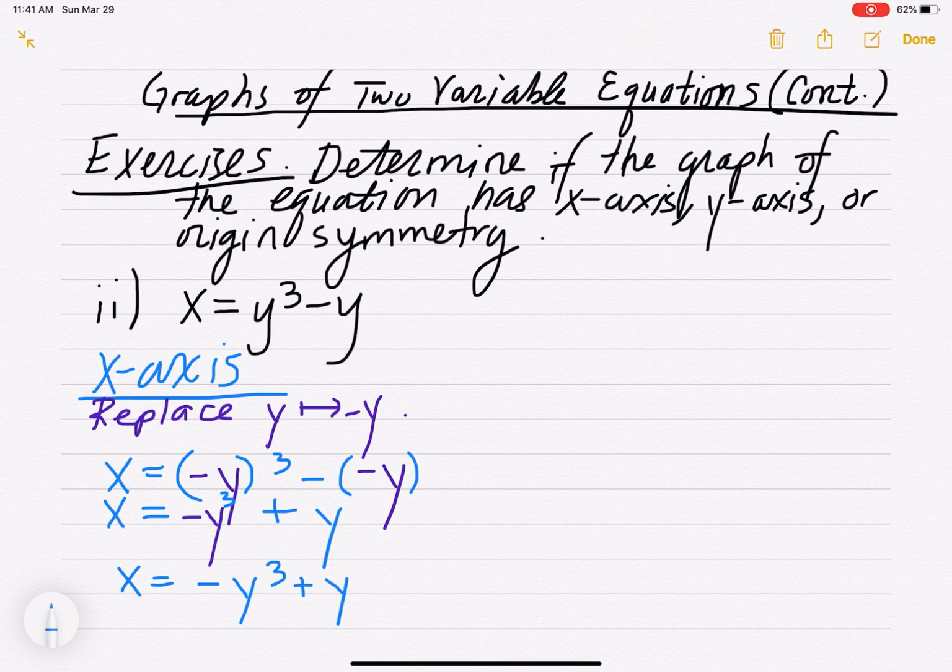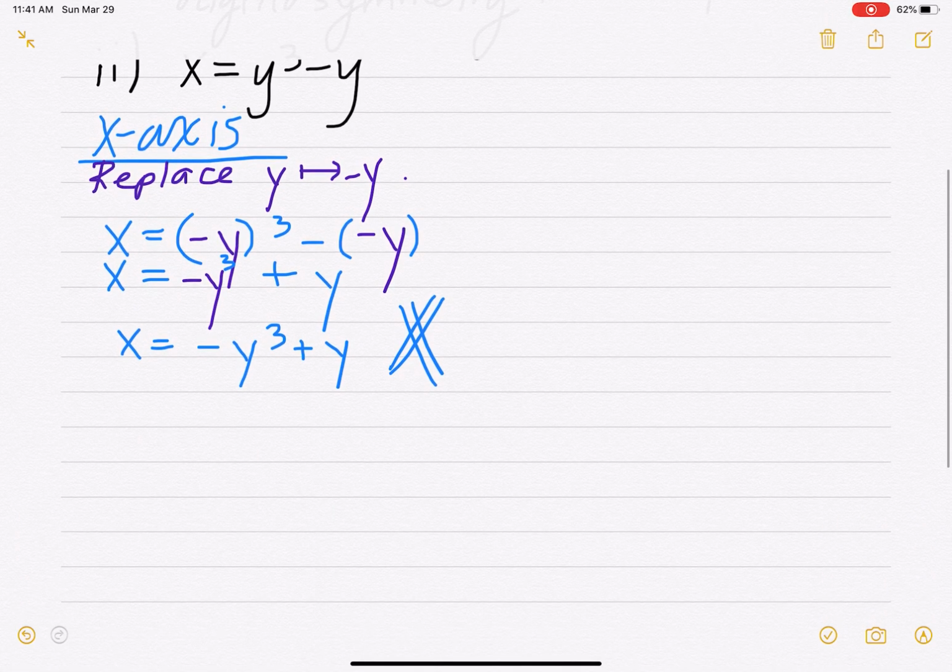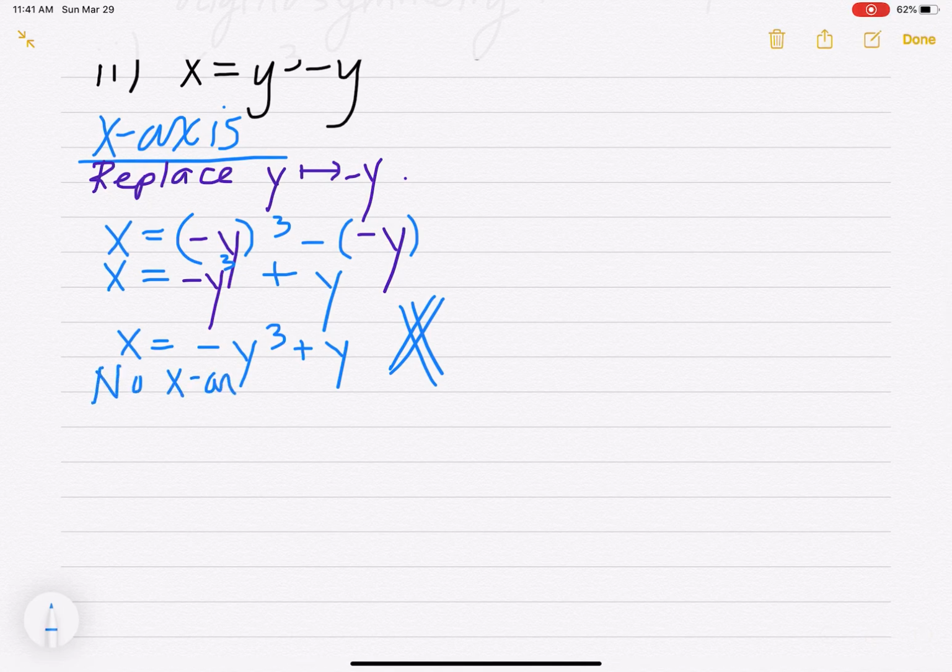So the question is, is that equation where we replace y with negative y the same as the original equation, x equals y cubed minus y? No, it's completely different, right? So this is not the same. So we're just going to say no x-axis symmetry here.